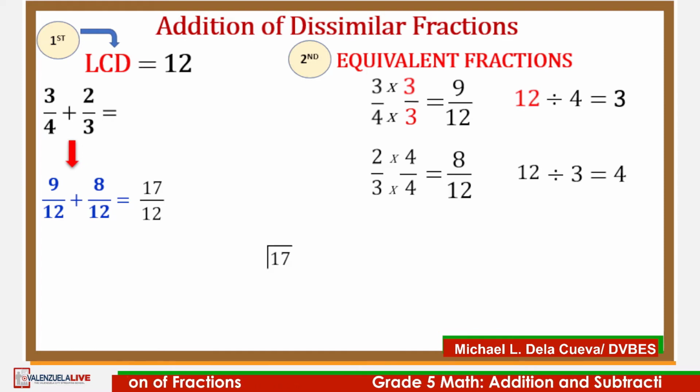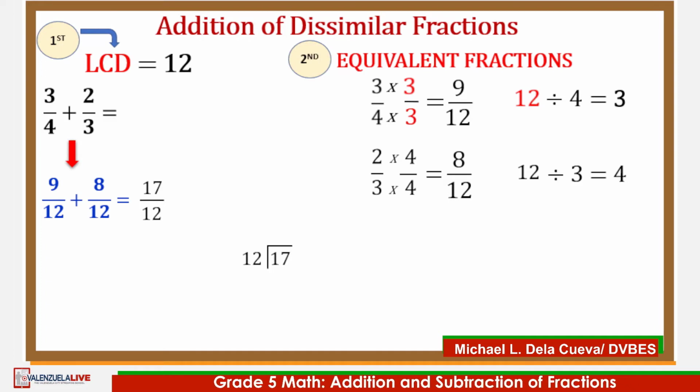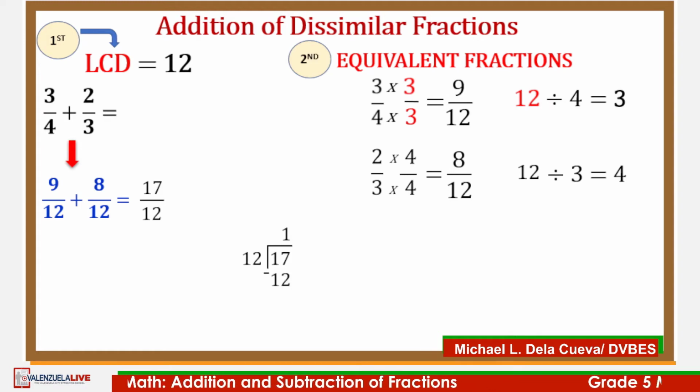This is how to change an improper fraction to a mixed fraction. Let us divide the numerator by its denominator. 17 divided by 12 is 1. And then multiply. 1 times 12 is 12. Subtract. 17 minus 12 is 5.